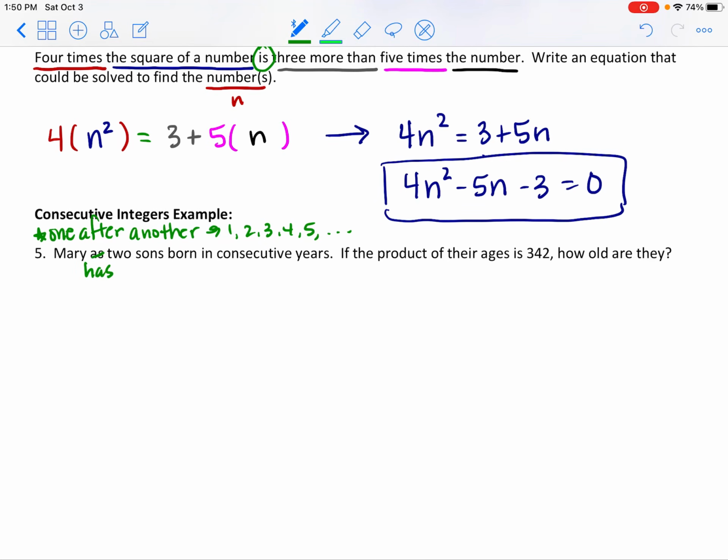has 2 sons born in consecutive years. If the product of their ages is 342, how old are they? So Mary's got 2 sons born in consecutive years. We're trying to find their ages. So their ages are going to be consecutive if they're born in consecutive years. Okay? How old are they?